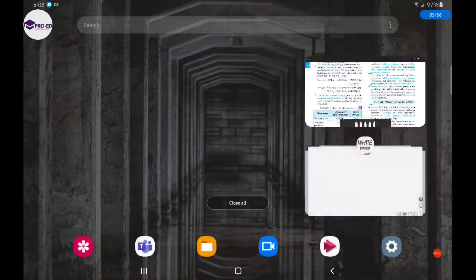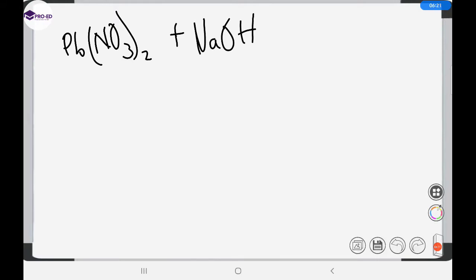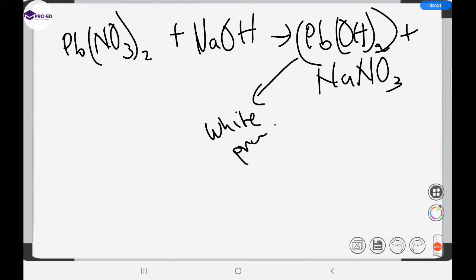Okay, so now here we have a particular metal. We have a solution, let's say lead nitrate. So if I mix it with sodium hydroxide, it will form lead hydroxide and sodium nitrate. This lead hydroxide will be a precipitate, and normally most of the time it is a white precipitate. Okay, so that's what they're telling.